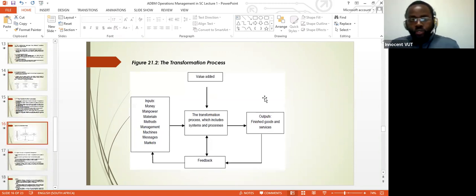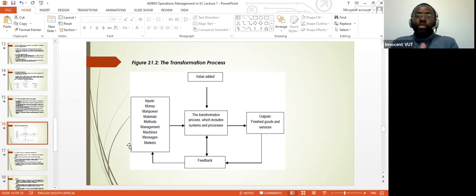Right, we talked of the 8 M's in the transformation process. So these are the inputs, the 8 M's. We have money, manpower, materials, methods, management, machines, messages, and markets. These are the 8 M's that we talked about on the previous page. We say these are the inputs.